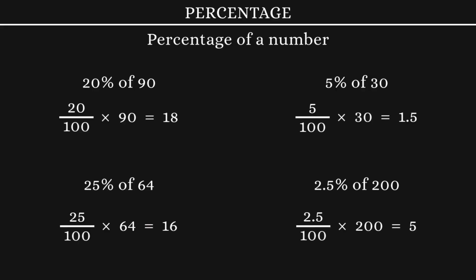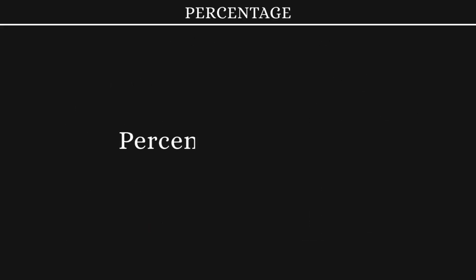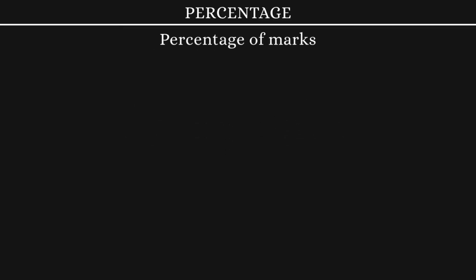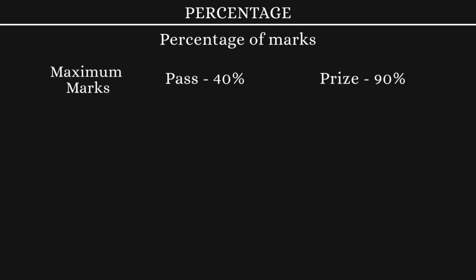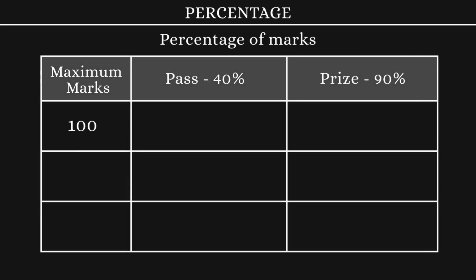Generally, percentage is also used in interpretation of marks. Let's say in an examination, the cutoff mark for passing is 40%. But in order to win a prize, you need to score 90%. Let's see how much you have to score if the exam is conducted for 100 marks, 50 marks or 20 marks. We'll first consider 100 marks.